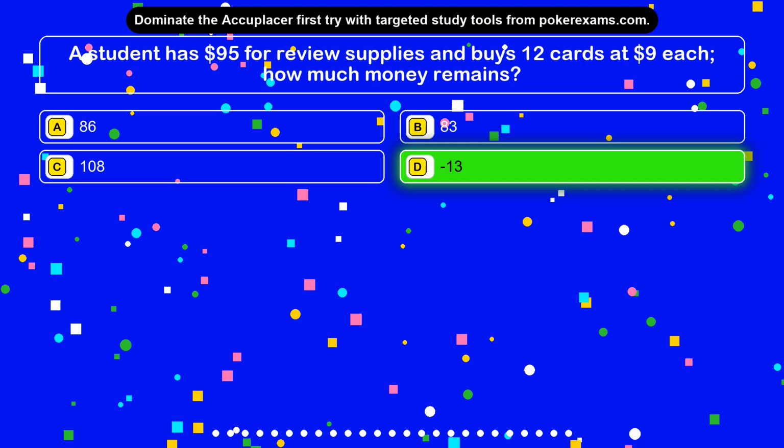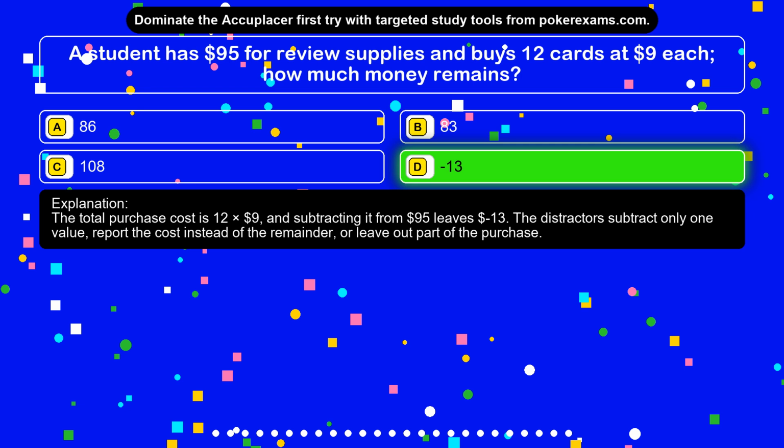The correct answer is option D, minus 13. The total purchase cost is 12 times $9, and subtracting it from $95 leaves $13. The distractors subtract only one value, report the cost instead of the remainder, or leave out part of the purchase.